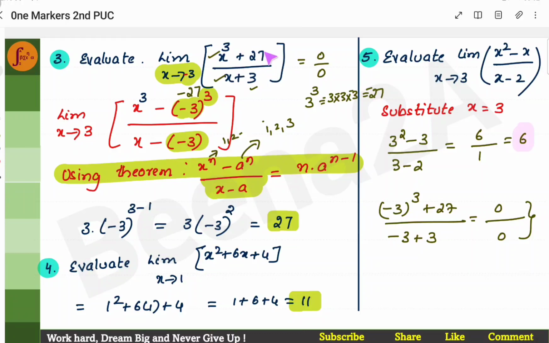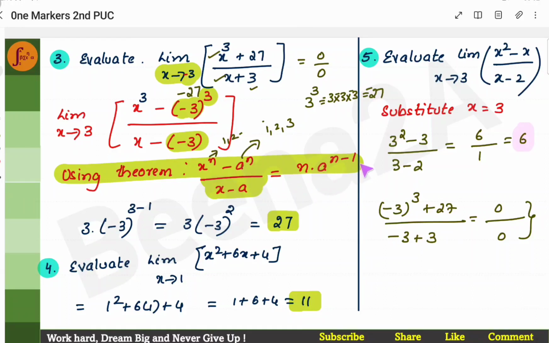So, I'm not modifying the expression, I'm just writing it in a different way. Same expression, written in a different way. Similarly here, I have x plus 3. I can write it as x minus of minus 3. Minus and minus is plus. So, it's going to be x plus 3. Same thing. Now, once I write it in this format, it is the same as this theorem format. So, I can apply the theorem.